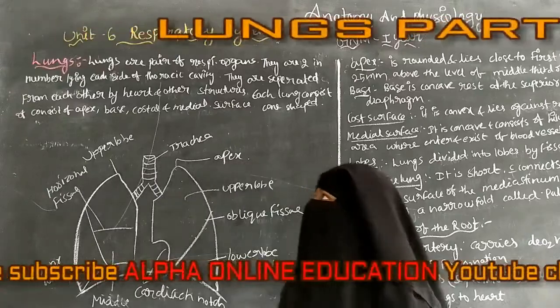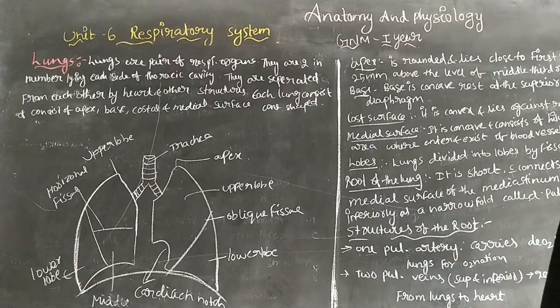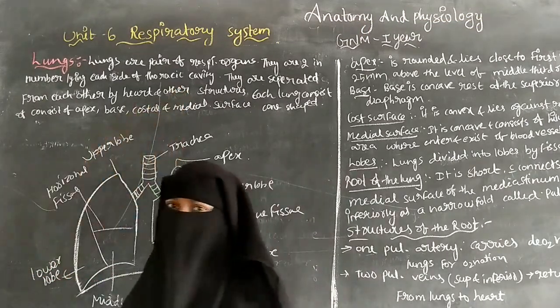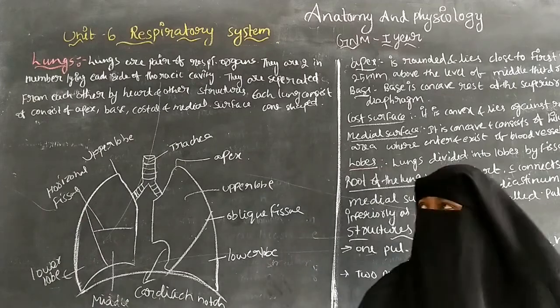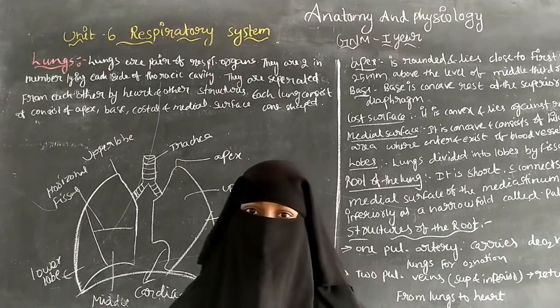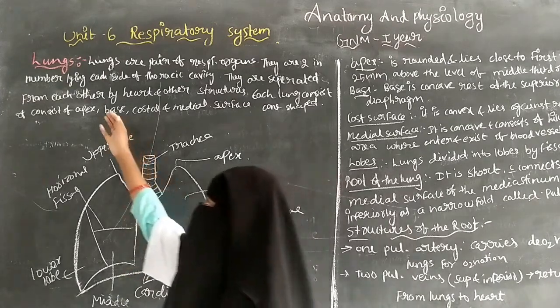Hi everyone. Today I am going to discuss the anatomy and physiology for the GNM first years, Unit 6, respiratory system. In the respiratory system, we saw in the last class the bronchi and the bronchioles. So today we are going to discuss the lungs.